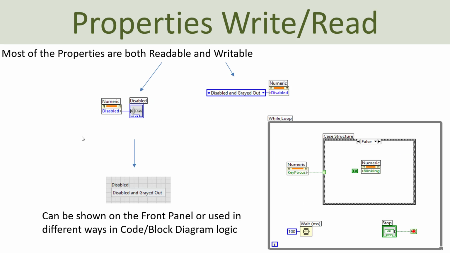Here you see another example. You have to remember most of the properties can be both readable and writable. So in this case, I set the property node to be writable, and then I specify which value I want to have for this specific property. Or I can make it readable, and then in this case, in the disabled property node, I can show the status of this specific property on the front panel like this. So either you can set it to readable or writable.